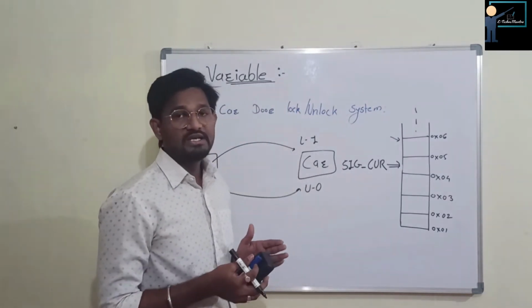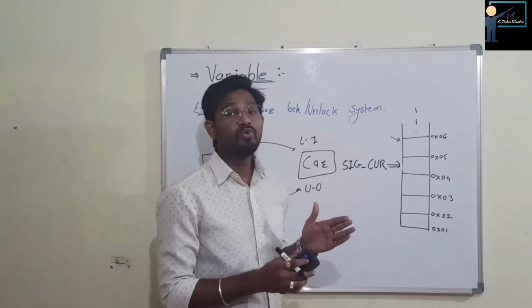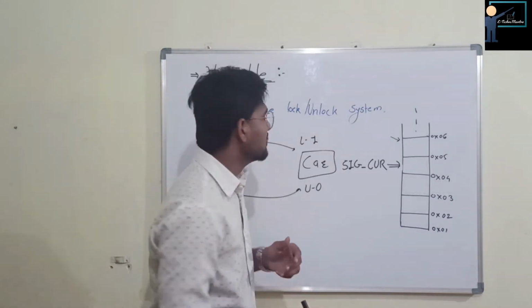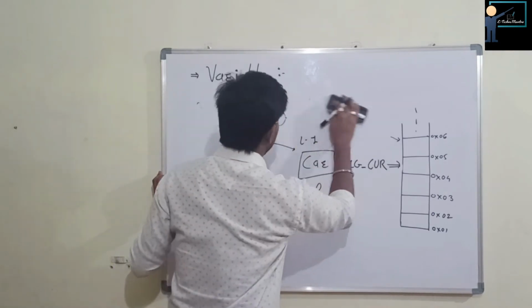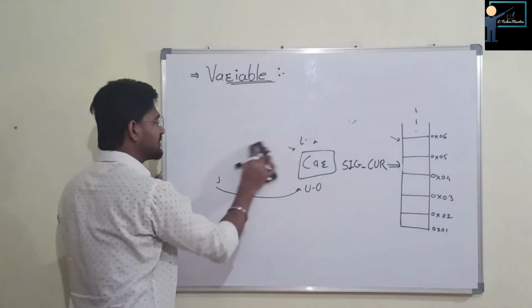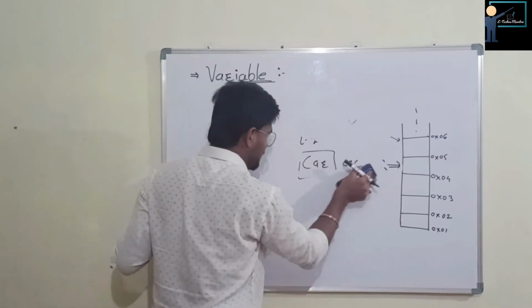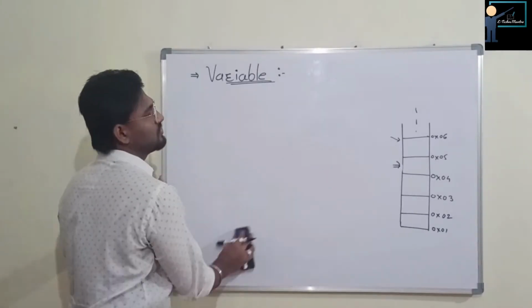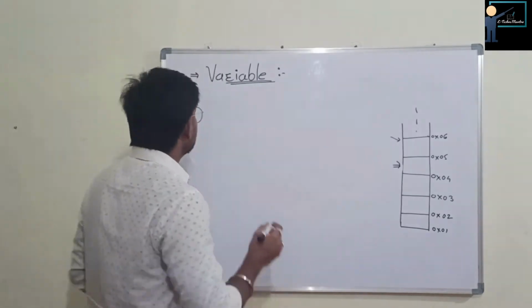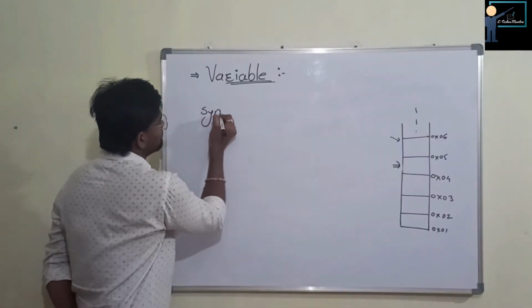Now we will see the syntax, how we can declare a variable. Whenever you need to declare a variable, you need to be clear with two points: variable declaration and variable initialization. Now we will see how we can declare the variable in a program and how we can initialize it. So this is the syntax.